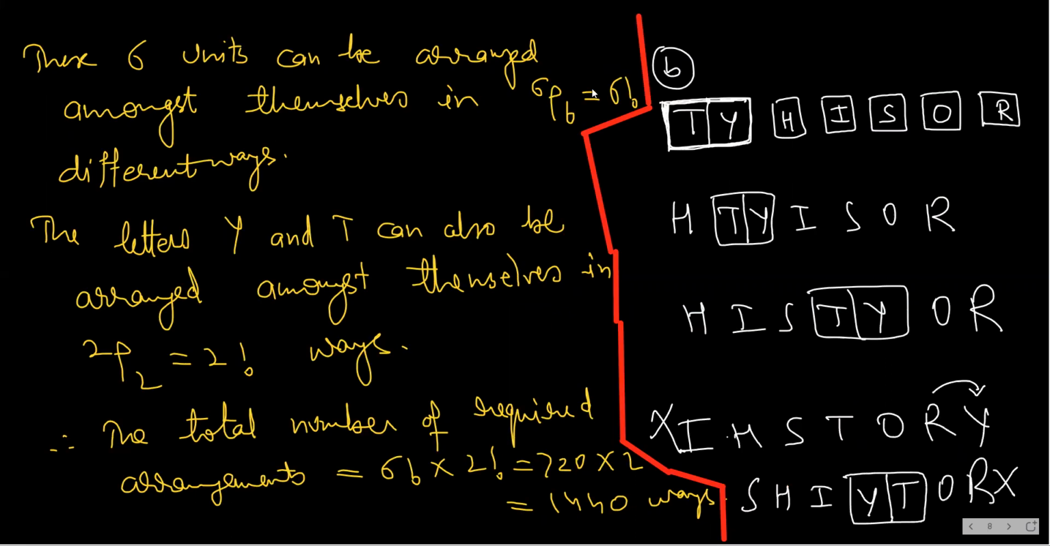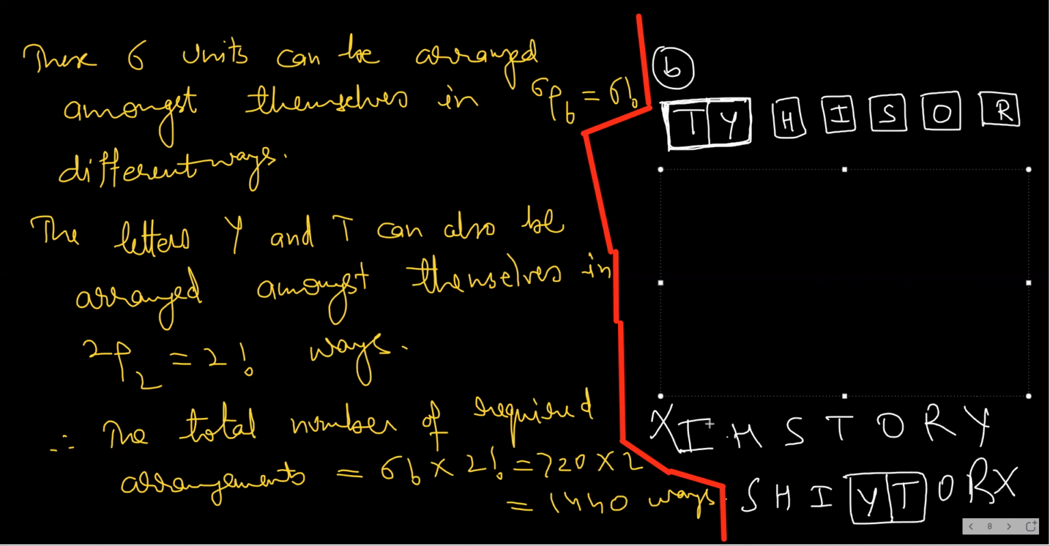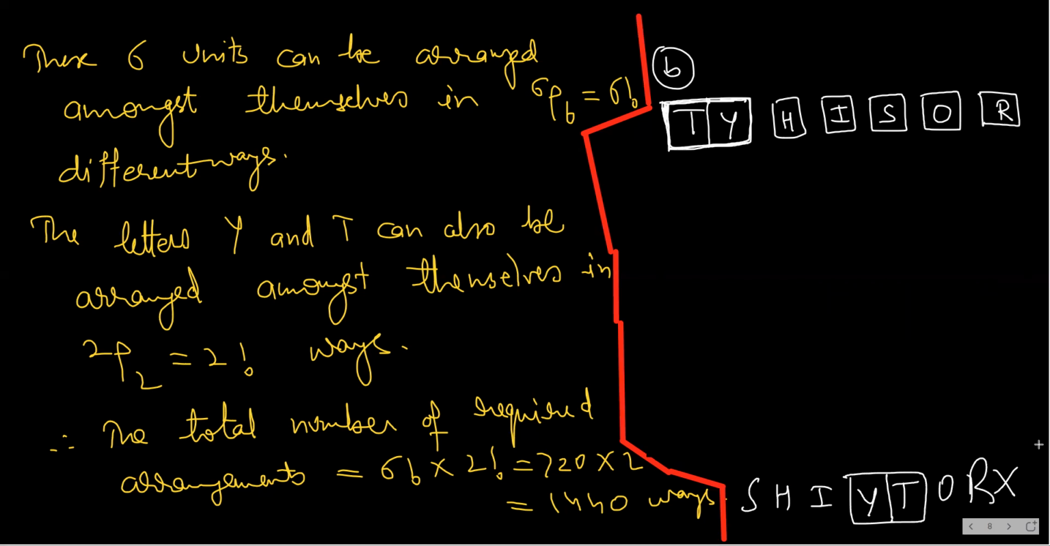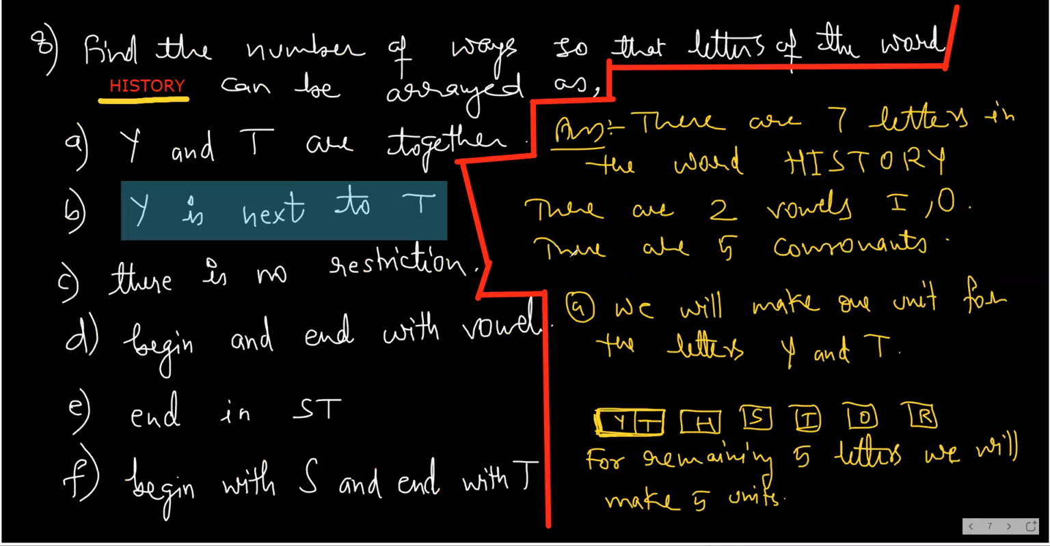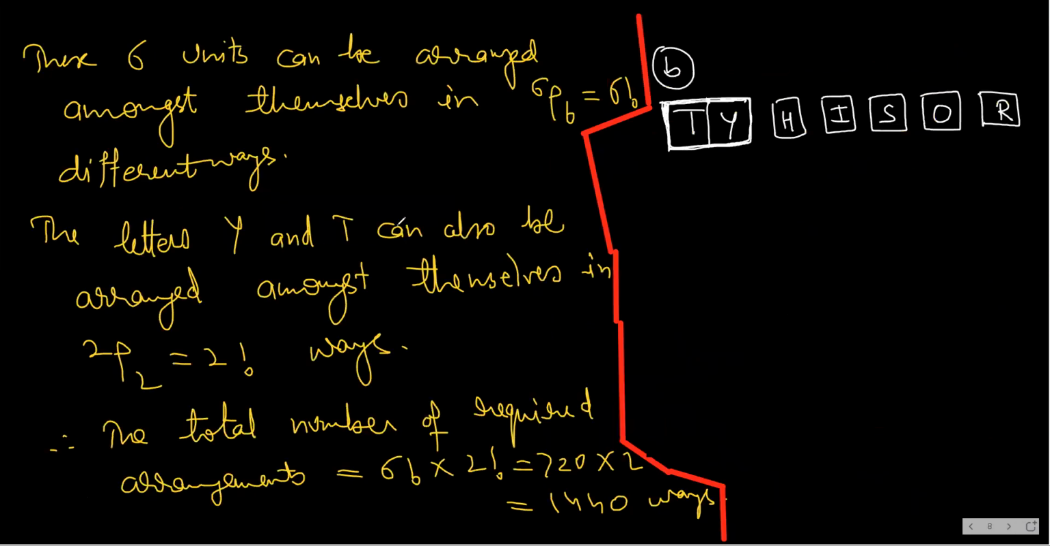So what we will do, see students, I hope you all must have understood that in this case we are going to do exactly what we did in the previous case. First, we will make one unit for the letters y and t, and we will write it this way: ty, because y is next to t. This one unit along with these 5 units will make total 6 units, and these 6 units can be arranged among themselves in 6P6, that is 6 factorial ways.